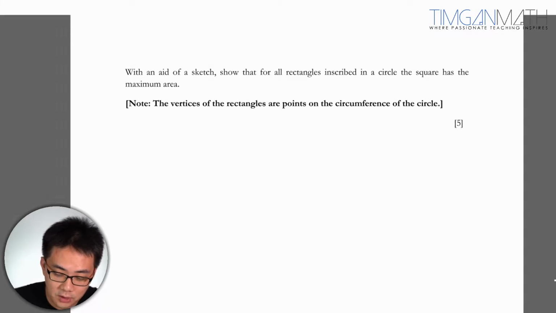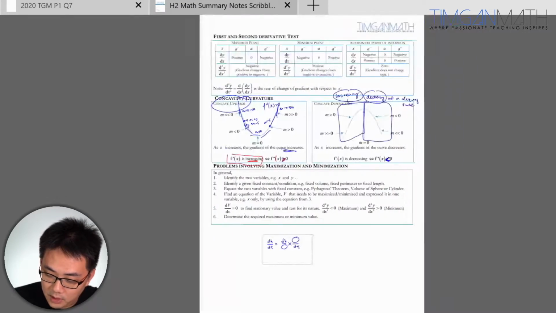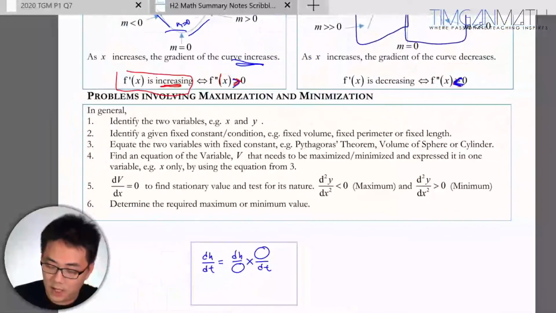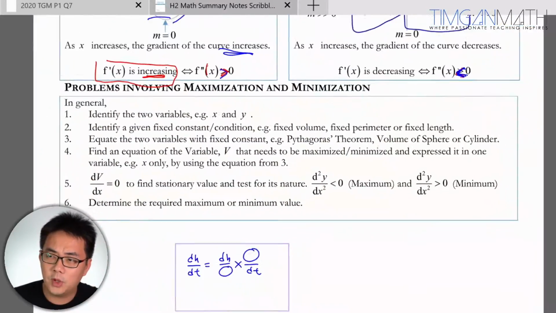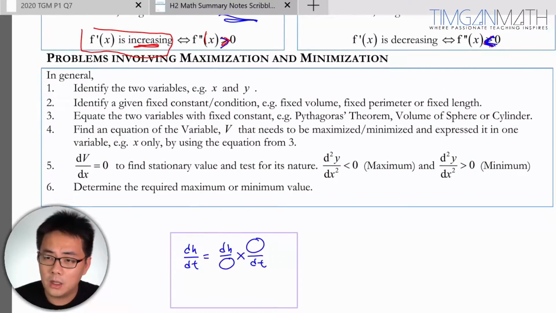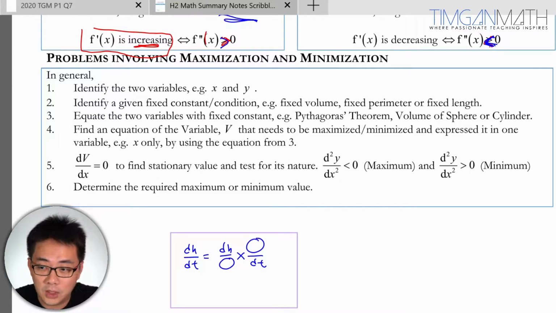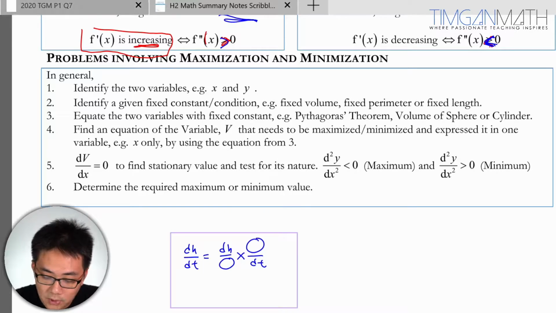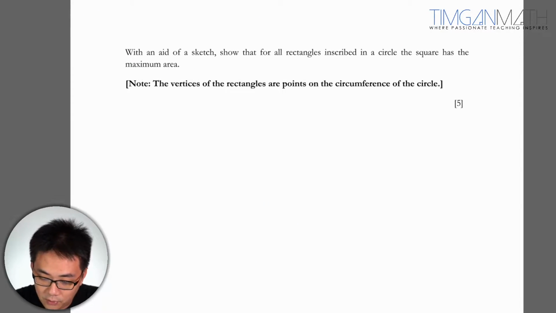application of differentiation. If you look at our summary notes, I've already spoken many times during class that you must always be able to identify two variables. Sometimes it's one variable or two variables. And there's usually a fixed condition to be able to relate these two variables, and then try and solve the question as per normal. Without further ado, let's see how we can solve this proficiently.